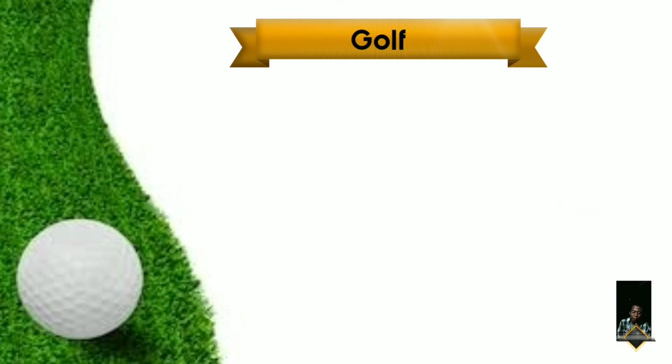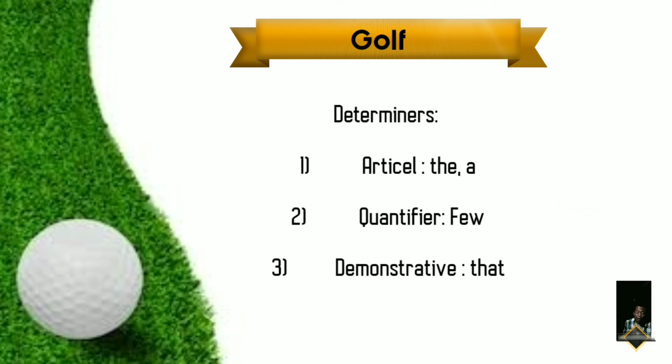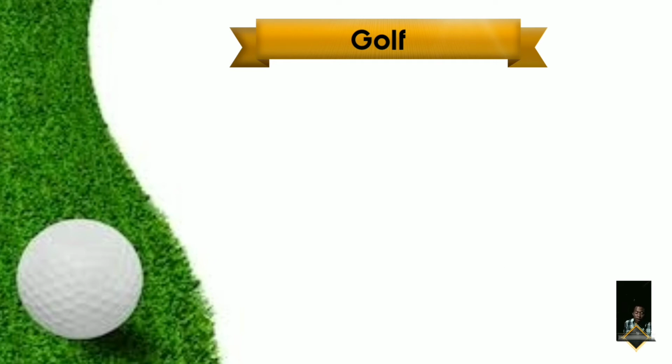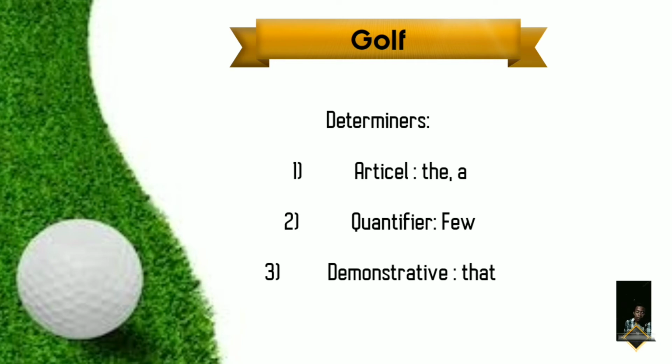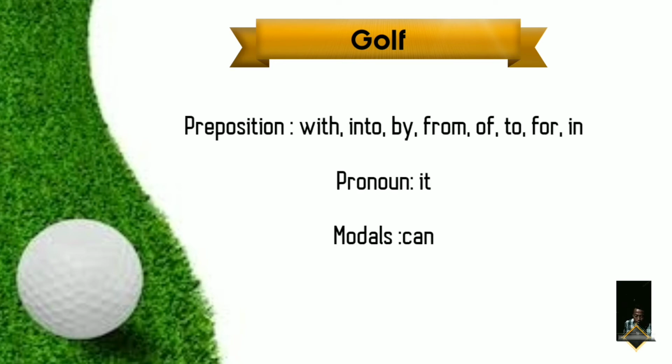Oke, paham? Di sini ada determiner artikel, the dan a, ada quantifier. Quantifier adalah kata yang berfungsi untuk menyatakan jumlah, few, sedikit. Oke, demonstrative that. Dan di sini ada preposition with, into, by, from, of, to, for, dan in. Pronounnya ada is dan modalnya ada can't.